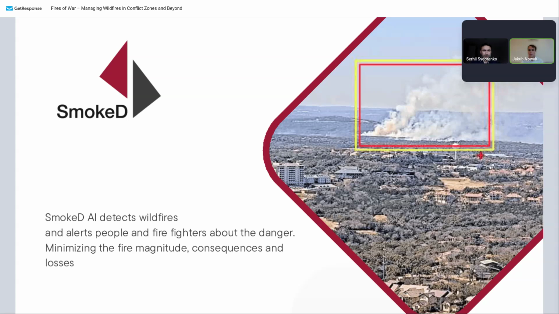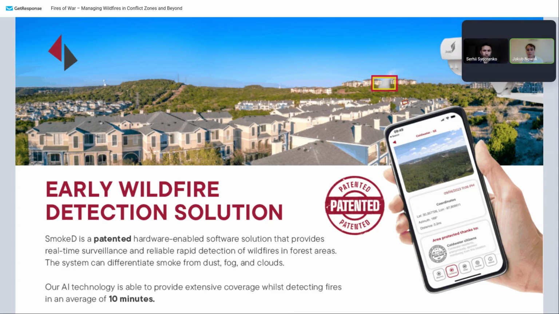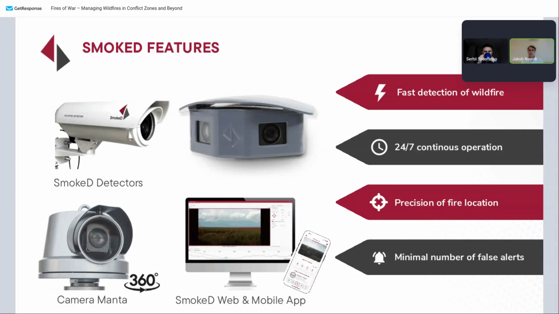Something about SmokeD. The main idea is to provide the solution for early wildfire detection for our clients, with alerts of any danger within 10 minutes. The main features are fast detection, precise location, small amount of false alerts, and our system works 24/7.